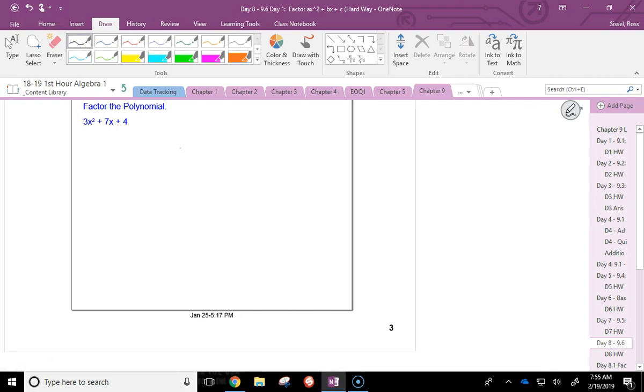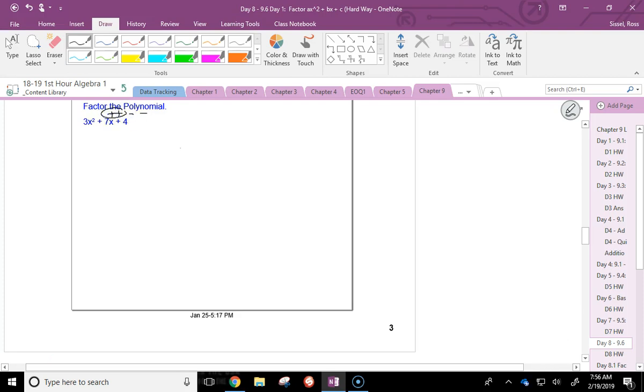First thing I'm going to do is consider my c term. It's positive, which means I'm going to have either a positive positive or a negative negative in my factoring, because a positive times a positive equals a positive, or a negative times a negative. If we look at the b term, b is positive, so that means we're going to be using the positives.